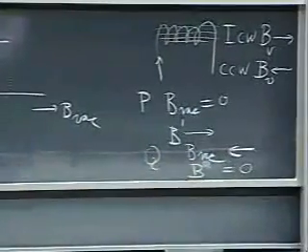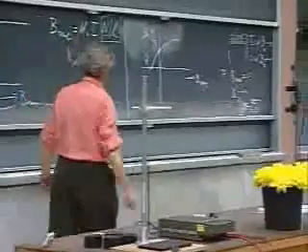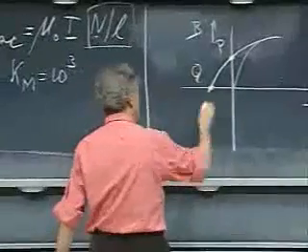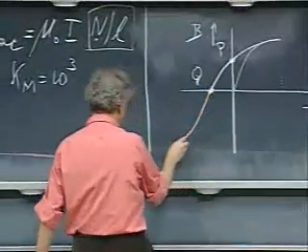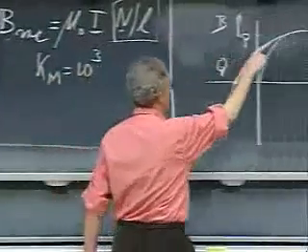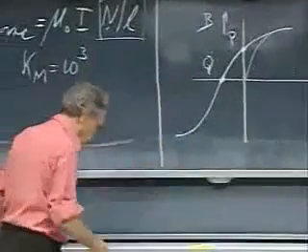Now I increase the current, but I keep going counterclockwise. And so the magnetic field of the vacuum remains in this direction. I go into saturation again, in a similar way that I went into saturation here. And now I stop here.